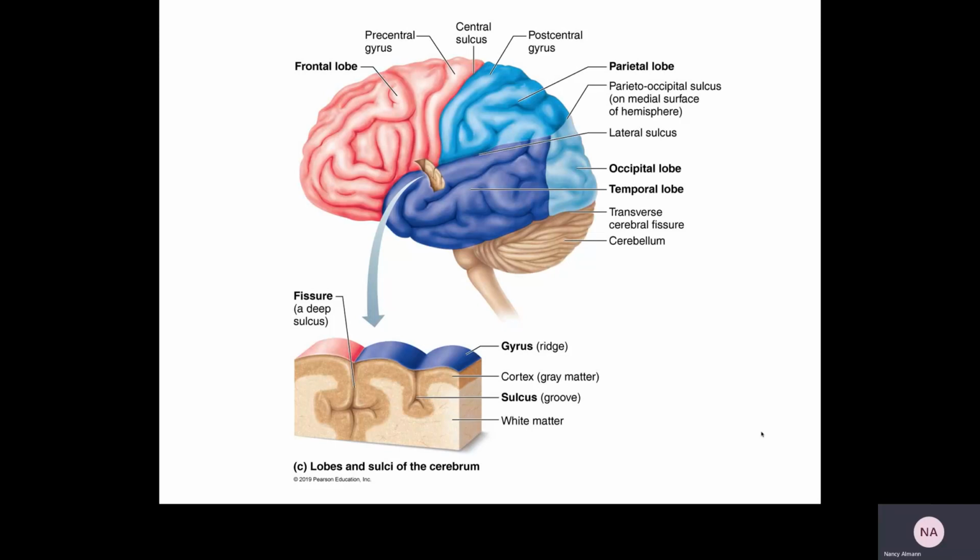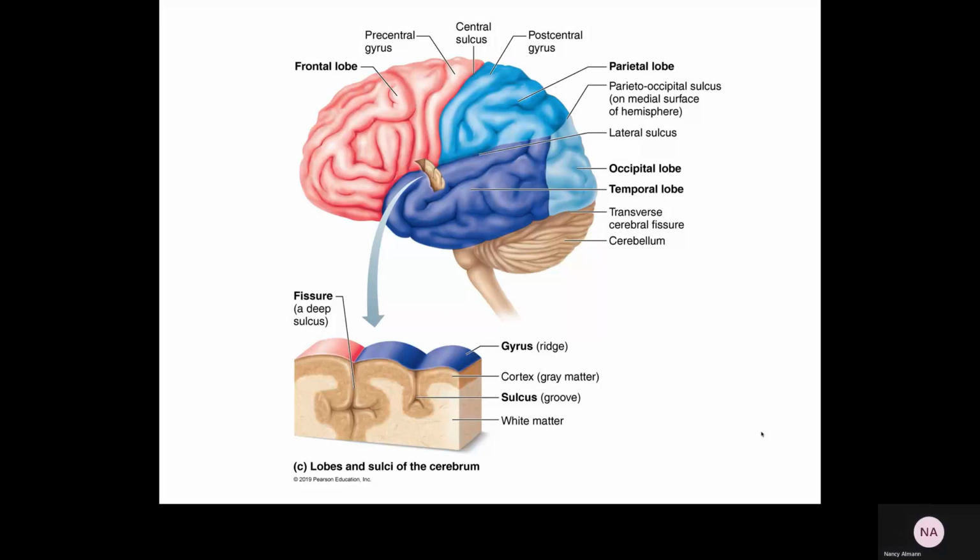So let's take a look at this image. We're going to be talking about these lobes. The frontal lobe is the one that is in pink. The parietal lobe is just posterior to that, sort of in a middle blue color. The occipital lobe is the posterior and inferior aspect of the cerebrum. That's in the lightest blue. The temporal lobe is in the darkest blue. Inferior to the cerebrum is the cerebellum, and you can see the transverse cerebral fissure marked.